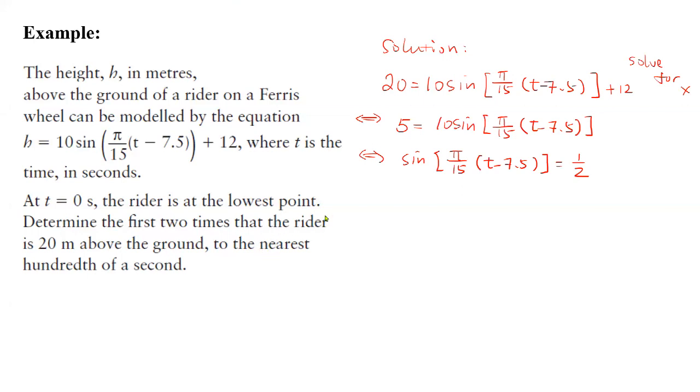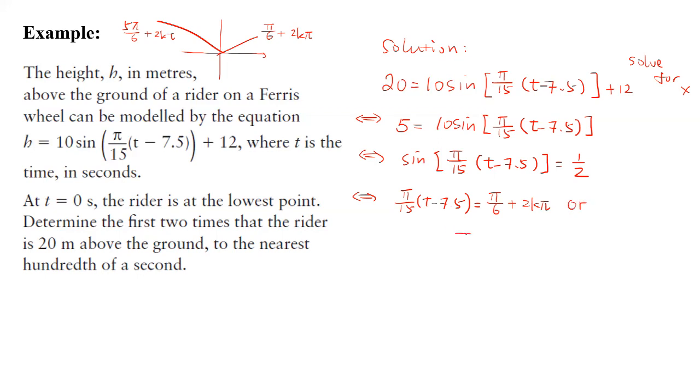All right, so this is equivalent to, first of all, we find specific solutions in one of the cycles, right? So we know that pi over 15 times t minus 7.5 can be 1/6 of pi plus 2k pi, right? One of the angles is here. And also there's another angle here, right? Which is 5 pi over 6 plus 2k pi.